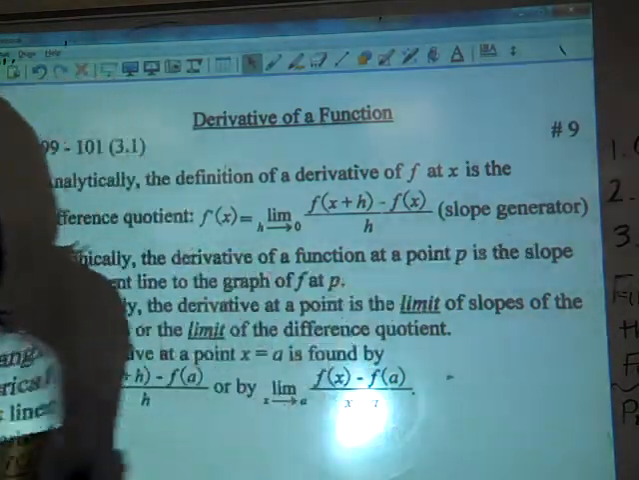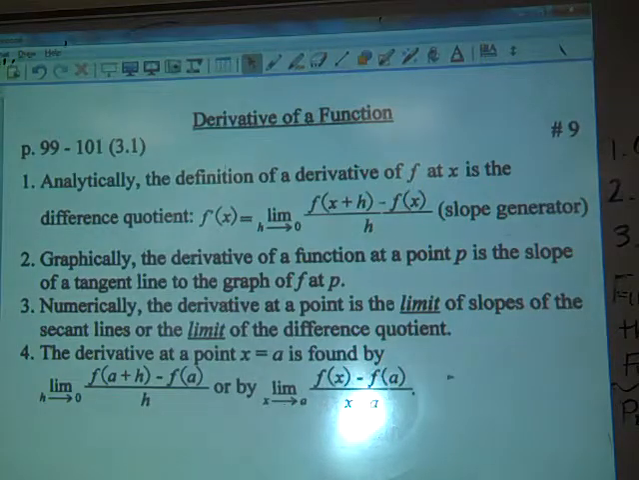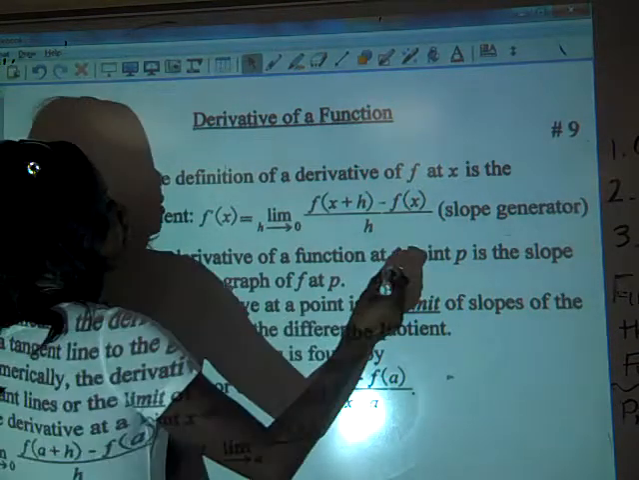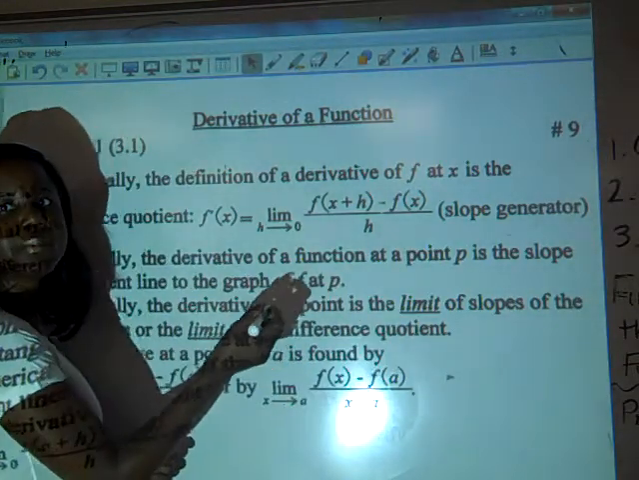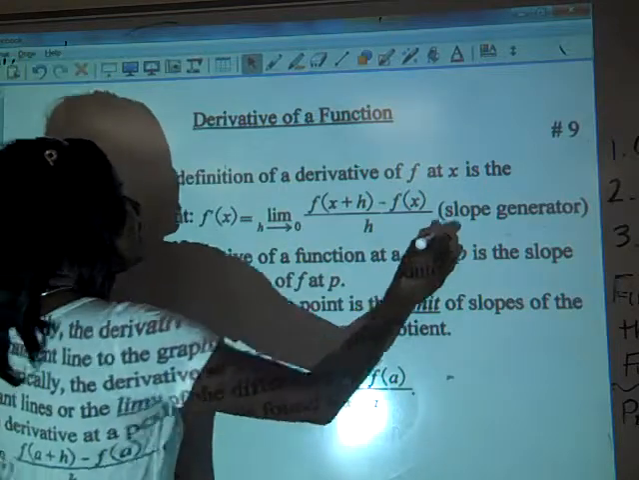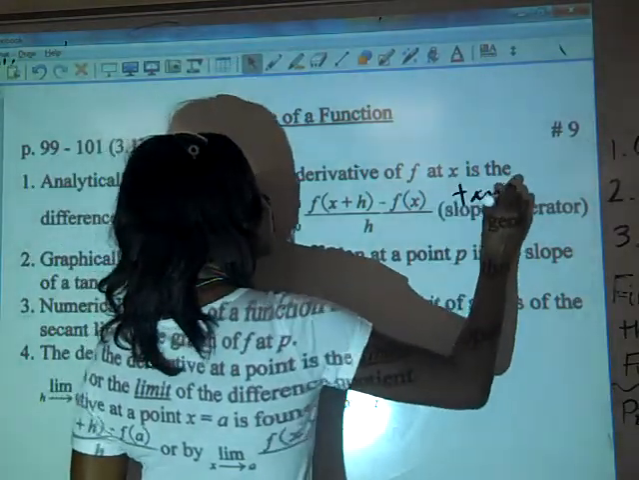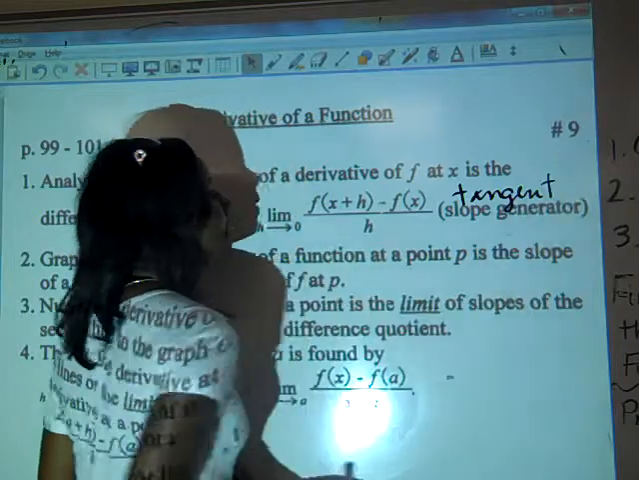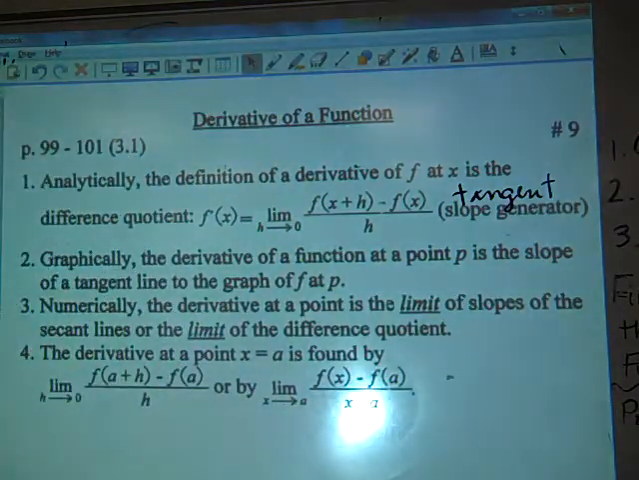It's a slope generator, but not just for any line. What kind of line is it generating the slope for? The tangent line. It is a tangent slope generator. So that equation that we got, 8x, can generate the slope anywhere on that parabola. Anywhere on that parabola. Okay?